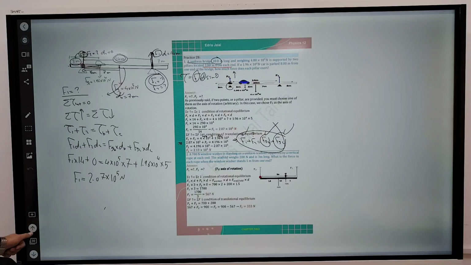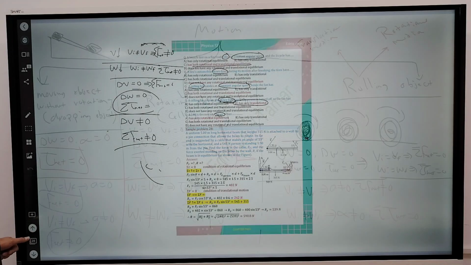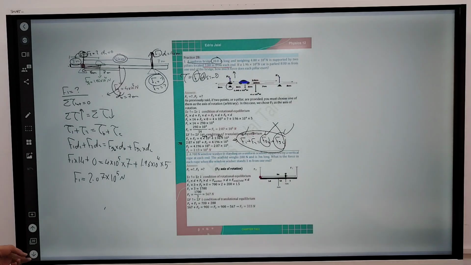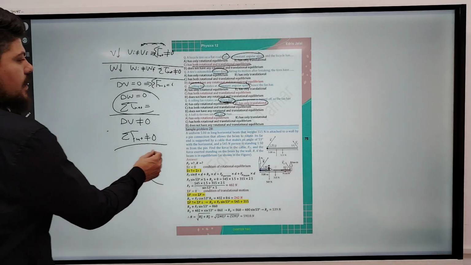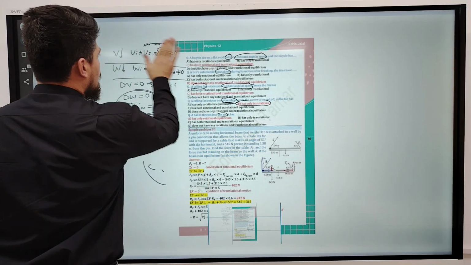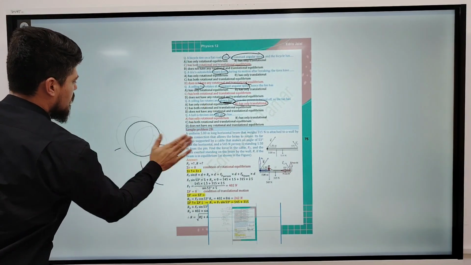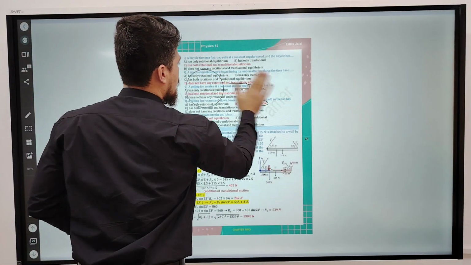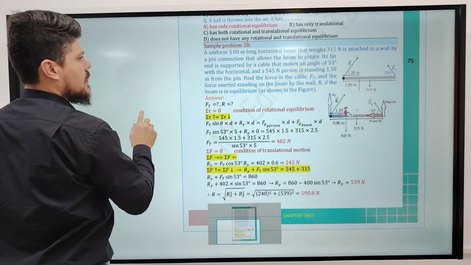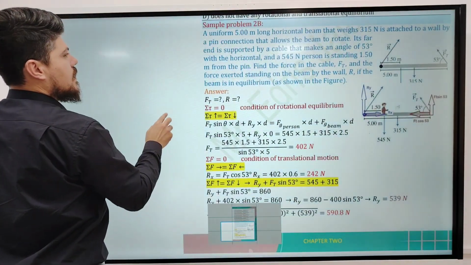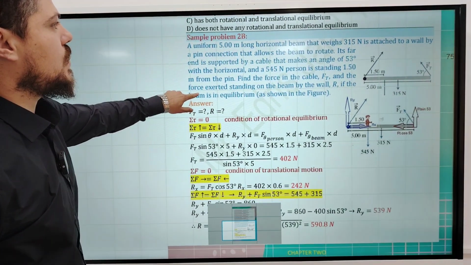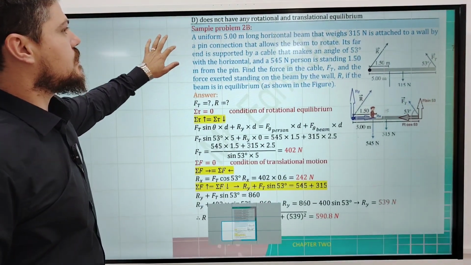Let's go back to the sample problem. Sample problem 2B. This question was brought in the Missouri exam 2022, I think. It is a very good question.